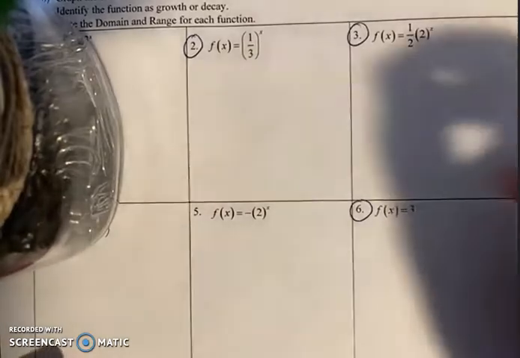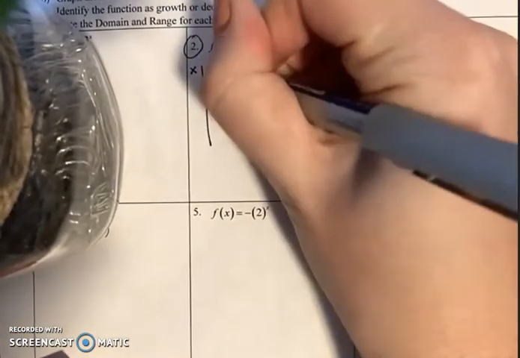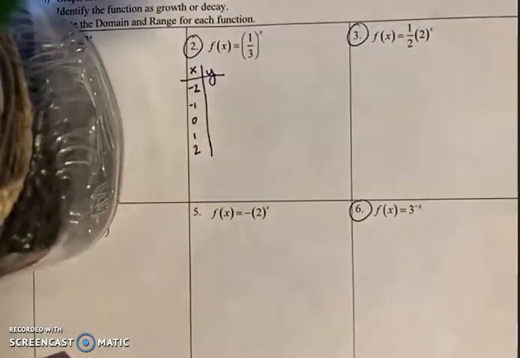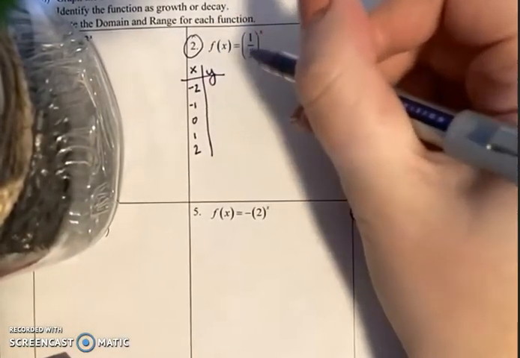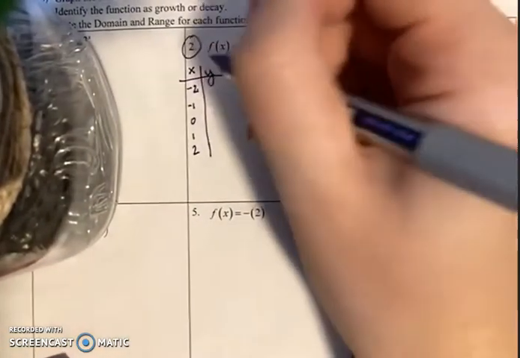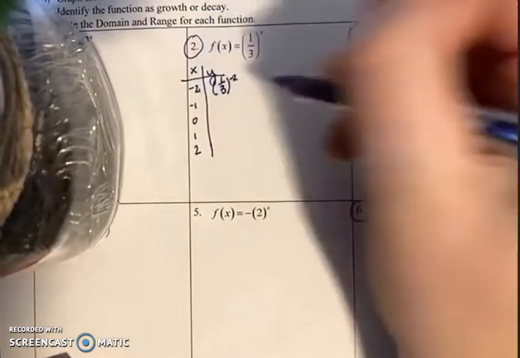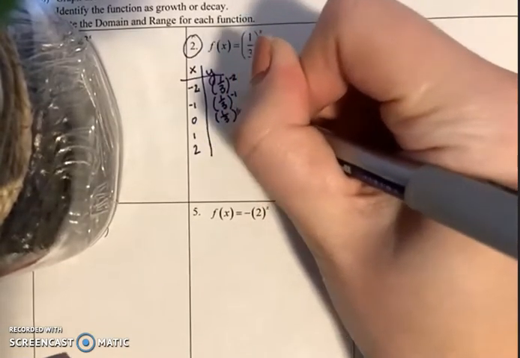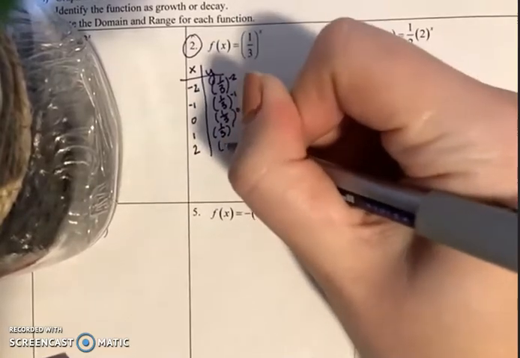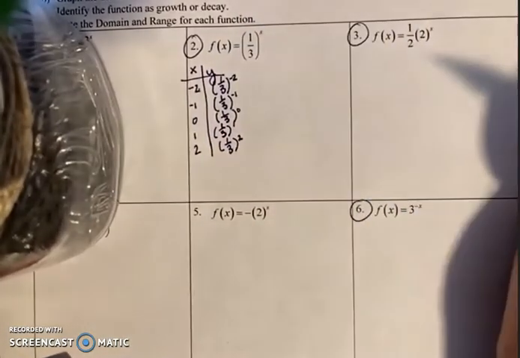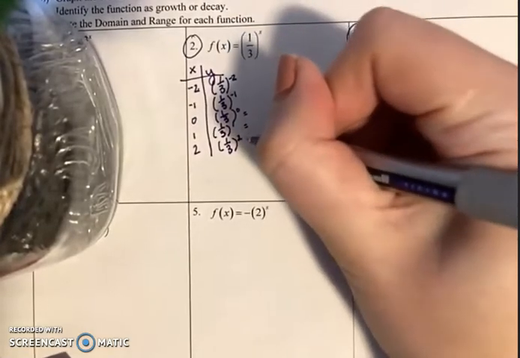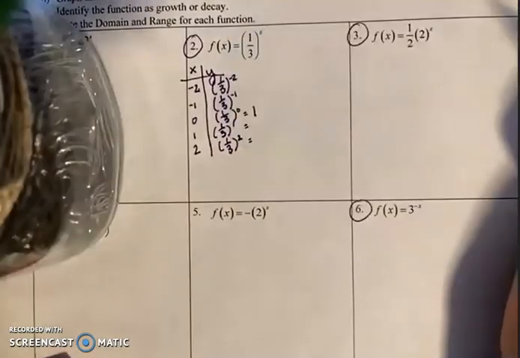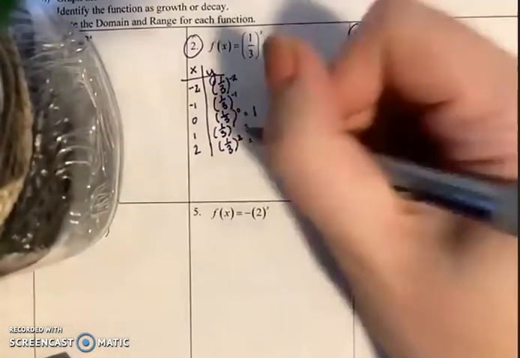So for number 2, I'm going to create a table from -2 to +2. And for the y column, I just need to plug in my x value into the function. 1/3 to the -2. 1/3 to the -1. 1/3 to the 0 power. 1/3 to the first power. And 1/3 squared. What's easiest for you should be the last 3. Anything to the 0 power, remember I told you, is 1. Anything to the first power is just itself, so I have 1/3.